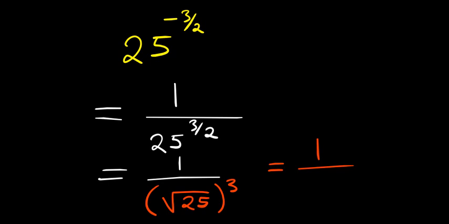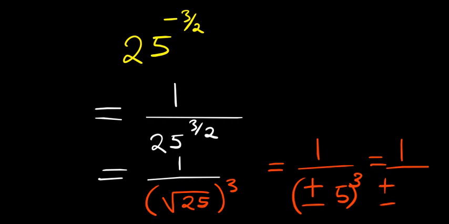So in this case I'm just going to have 1 over the square root of 25. What is it going to give me? It's going to give me positive or minus 5. Now what I have to the power 3, so I'm going to have 1 over positive or minus 5 to the power 3, that is 125. So basically, that's how we solve that one.